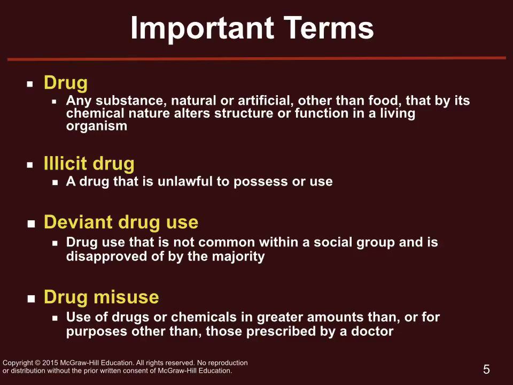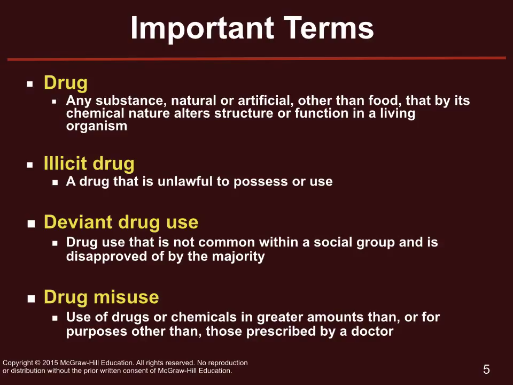The next category gets a little bit more complicated, and that's deviant drug use. So deviant drug use is actually defined by social norms. We're talking about drug use that isn't common or is looked down upon within a certain social group. And I'd be willing to bet that in our class here, we have people who come from families where any consumption of alcohol is considered deviant, and then people who come from other families where alcohol consumption is considered well within the bounds of their social norms. So deviant drug use can be difficult to define.